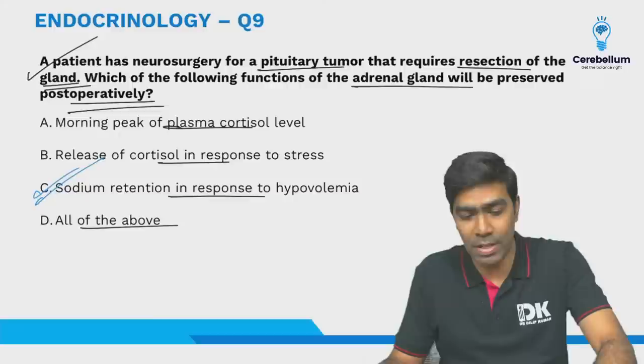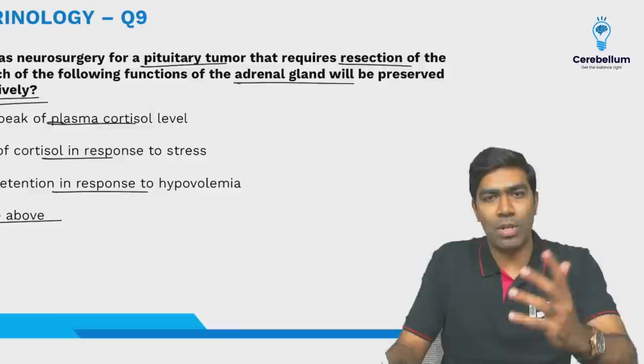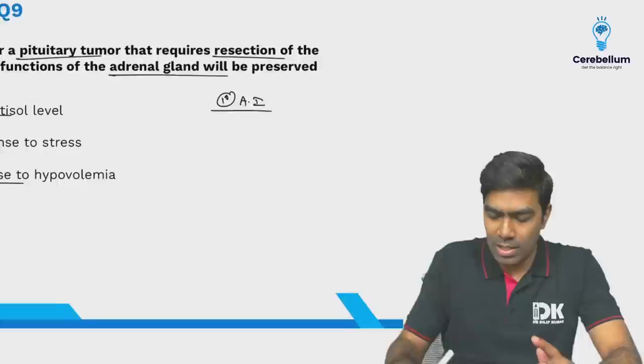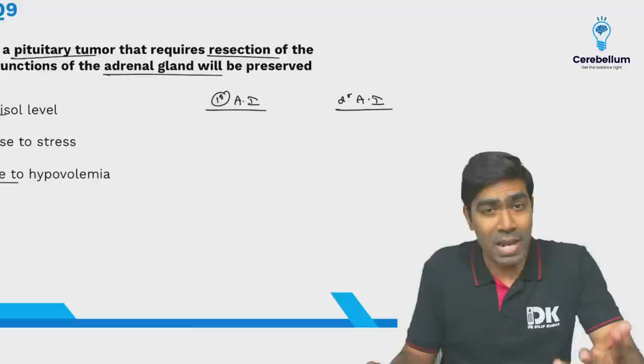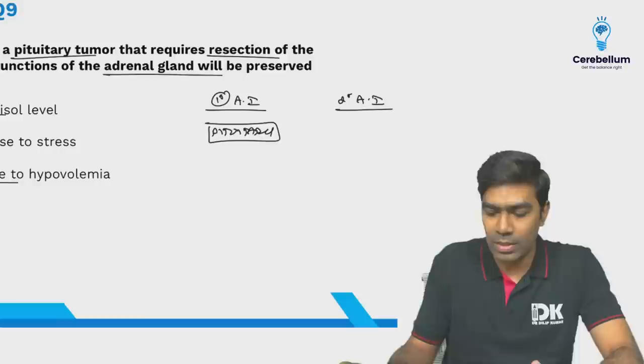Correct. So remember, there are two types of adrenal insufficiency. One is primary adrenal insufficiency. Another one is secondary adrenal insufficiency. So what is the problem in primary adrenal insufficiency? Sorry, again, I'm getting distracted because I got a call.